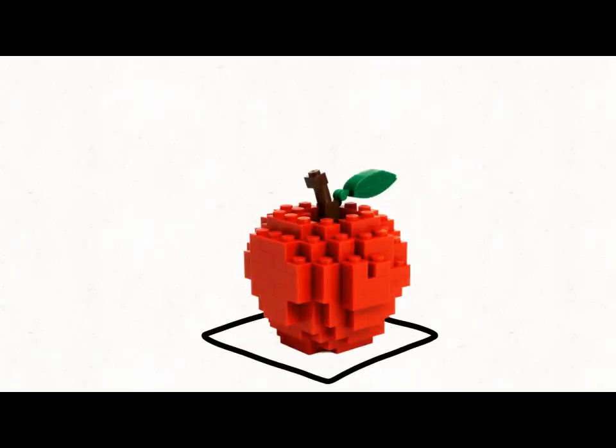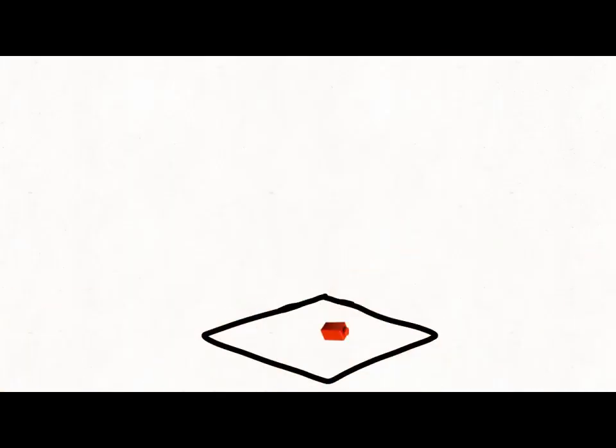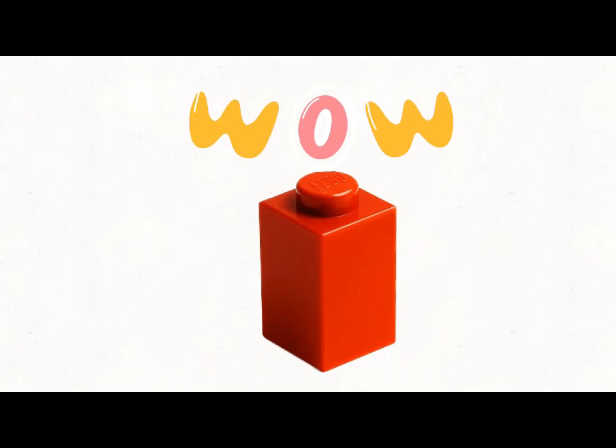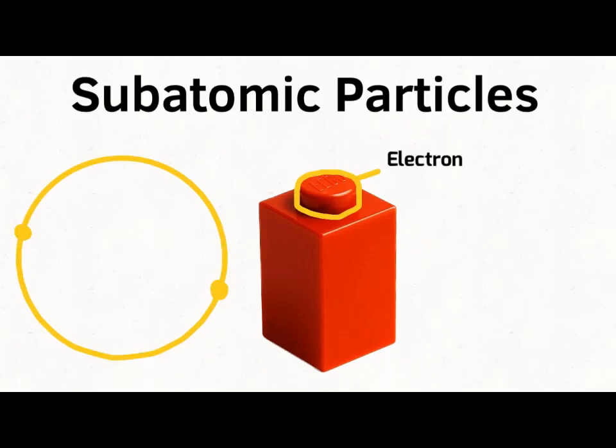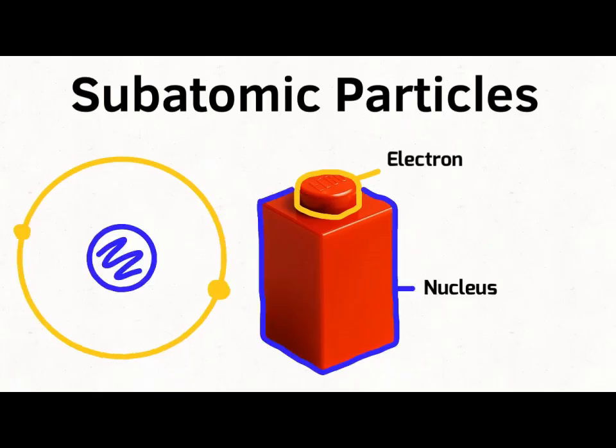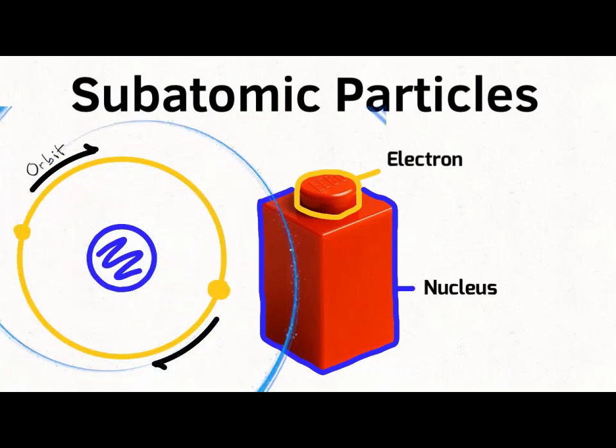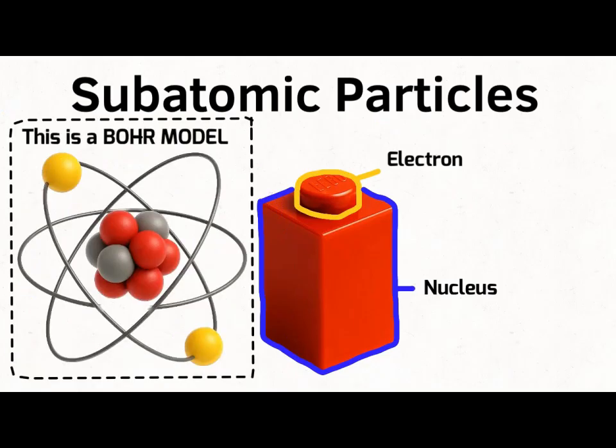Yes, Lego. I'll make a Lego apple first, and I'll break it. Boom! Here, look at this piece. Let's imagine that this is an atom, which is the basic unit of stuff, aka matter. This piece has two parts, the stud and the brick. The stud is the electron, which spins around the nucleus. This spin's scientific name is called an orbit. The brick represents the nucleus, which we talked about.